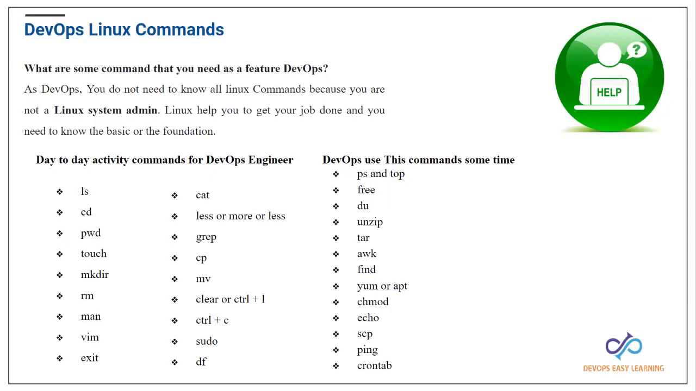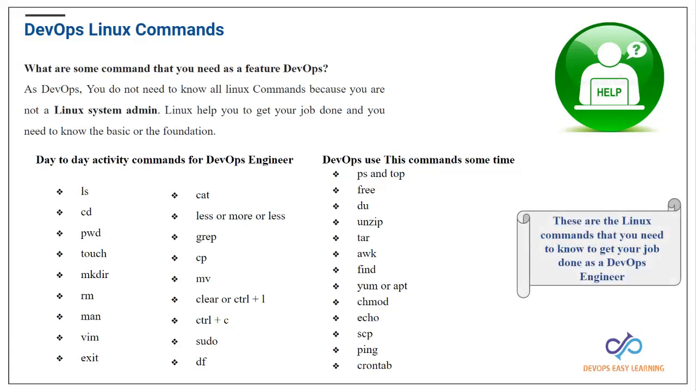The scp command, let's say you want to copy from one server to another, you can use the scp command. And this one here called the ping command, used for troubleshooting purposes. Let's say you want to check for connectivity, right? You can use the ping command. And the crontab command, let's say you want to schedule tasks in Linux, you can go ahead and use the crontab command, right?